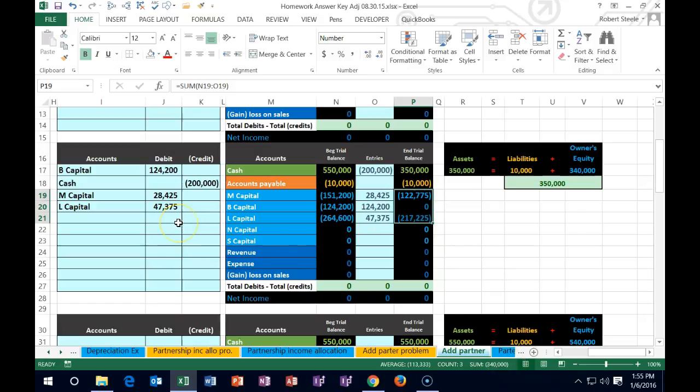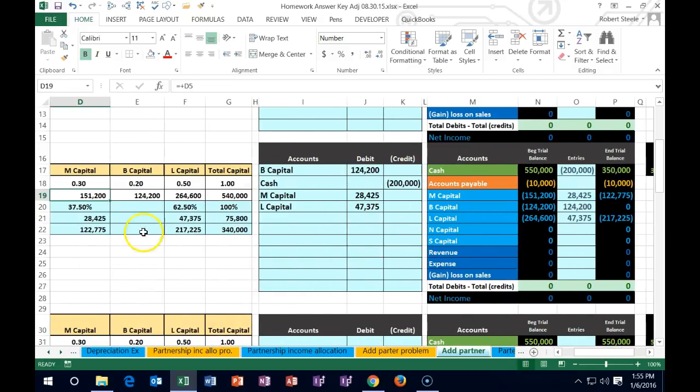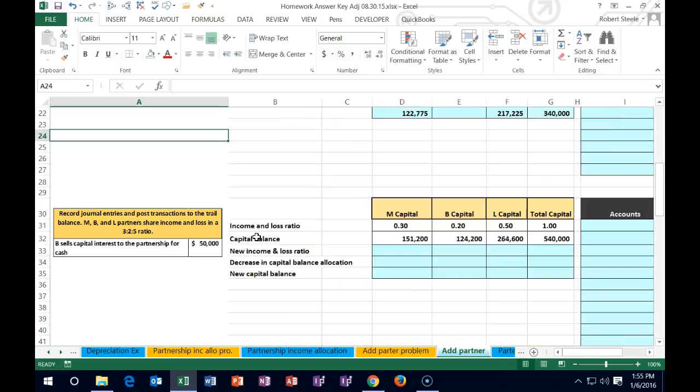So that looks like it's doing what we expected to do here. We've got the 122,775, we've got the 217,225, and they add up to the 340. All right, so now we're going to take one more scenario that will be very similar.